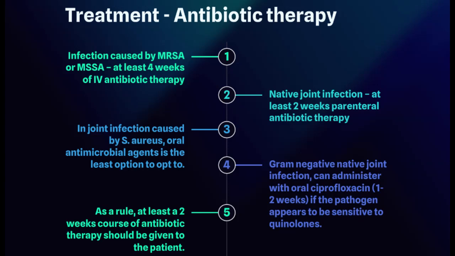In the presence of formidable foes like MRSA or MSSA, we must wield the sword of antibiotic therapy with unwavering resolve, embarking on a journey of at least 4 weeks of intravenous antibiotic administration to purge the joint of microbial invaders. And for those afflicted by the scourge of native joint infection, we must tread cautiously, navigating the delicate balance between efficacy and safety as we embark on a regimen of at least 2 weeks of parenteral antibiotic therapy to quell the fires of inflammation.